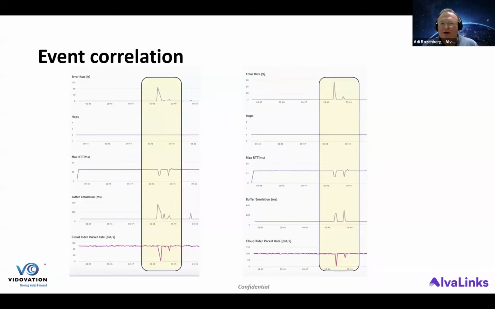In the middle, you see the RTT. You see there is a hit on the RTT, meaning that something slowed down that measurement, meaning that the network has changed significantly. So there's a deep depression in the RTT. You can see on the lower chart the CloudRider packet rate, which is the test stream that we are running. Basically, it shows that what arrived collapsed, meaning that the pipe collapsed.